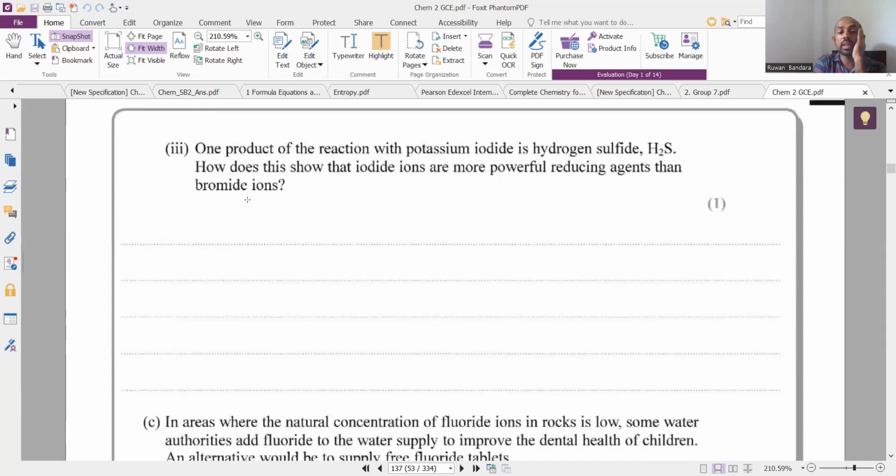One product of the reaction with potassium iodide is hydrogen sulfide. How does this show that the iodide ion is a more powerful reducing agent than bromide ions? Bromide ions will reduce sulfur from +6 to +4, whereas iodide ions will reduce sulfur from +6 to -2 in sulfuric acid.